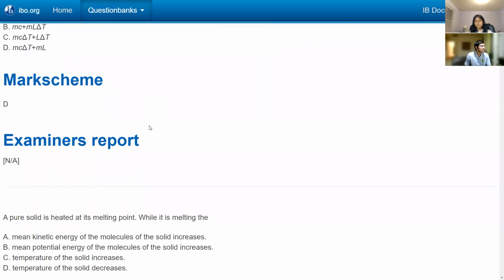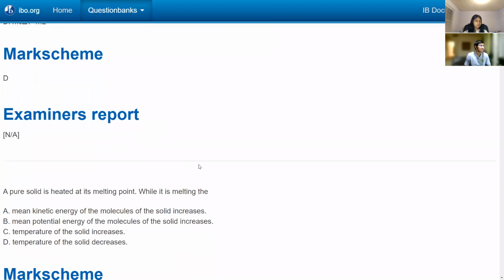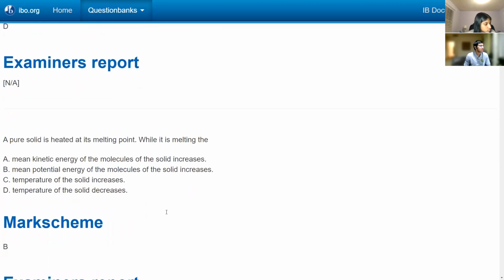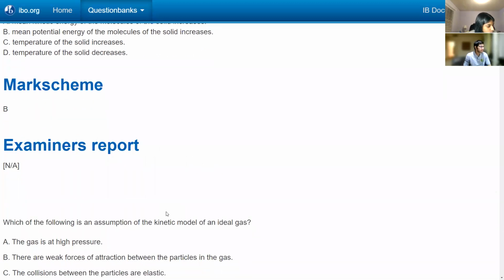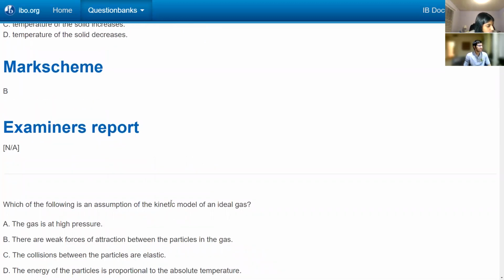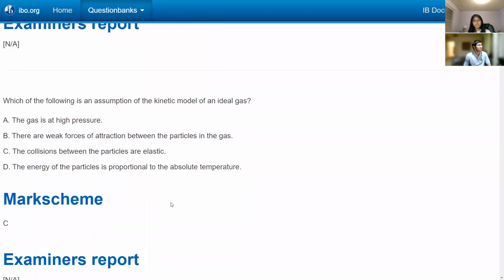Cool. A pure solid is heated until it's at its melting point. While it's melting, the temperature stays the same, so it can't be C or D. The kinetic energy doesn't increase while it's changing because temperature is not changing, so it has to be B. Mean potential energy. Yep. Cool. Which is an assumption. We already talked about that. They just put that question twice.